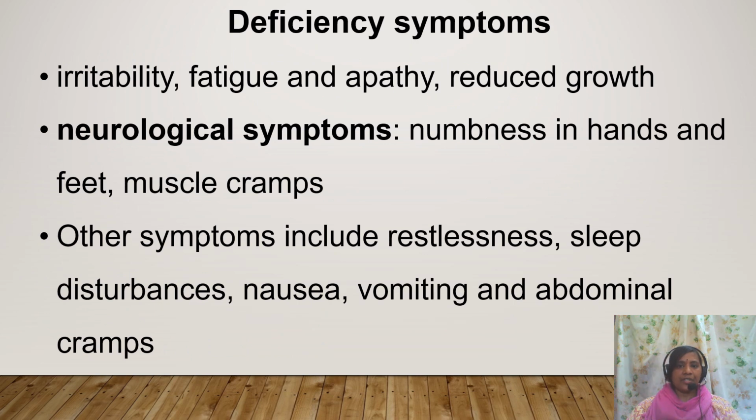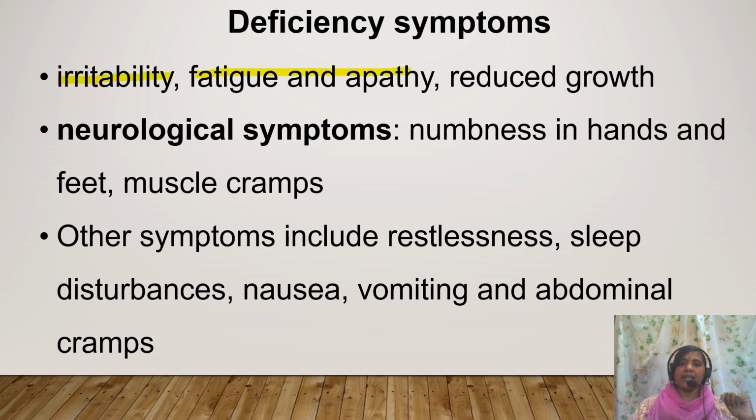Now coming to the deficiency symptoms, deficiency of this vitamin is quite rare because it is present in almost all the food. So most of the human diet provides around 3 to 10 mg daily from a variety of natural foods, and this is sufficient to meet the requirement of the vitamin. So the deficiency cannot be seen, but if it is observed, then it is seen in people with severe malnutrition. In such people, the symptoms observed are irritability, then fatigue and apathy.